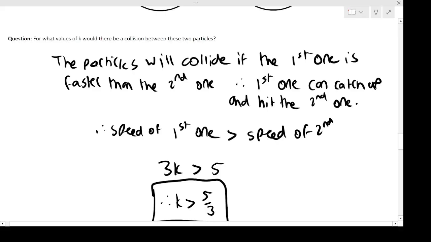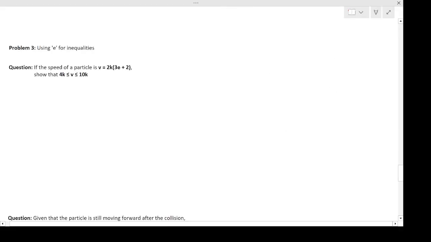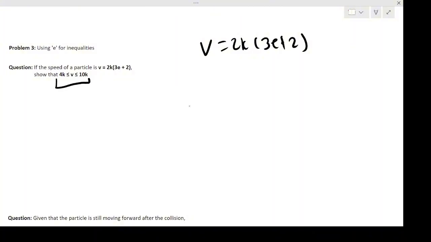So there we are. The final question they love asking about is inequalities where we have to use E. So here we're told if the speed of a particle is v, which is 2k lots of 3e plus 2, so that's my expression for the speed, we need to show that the speed is actually then between 4k and 10k.